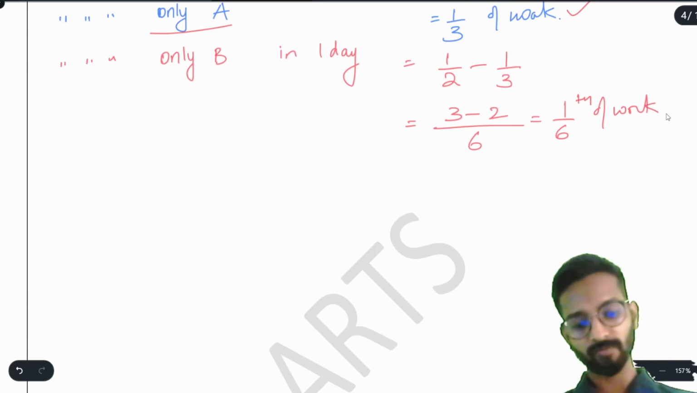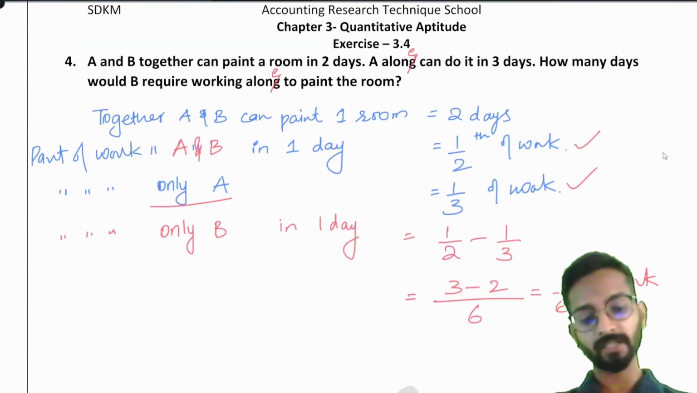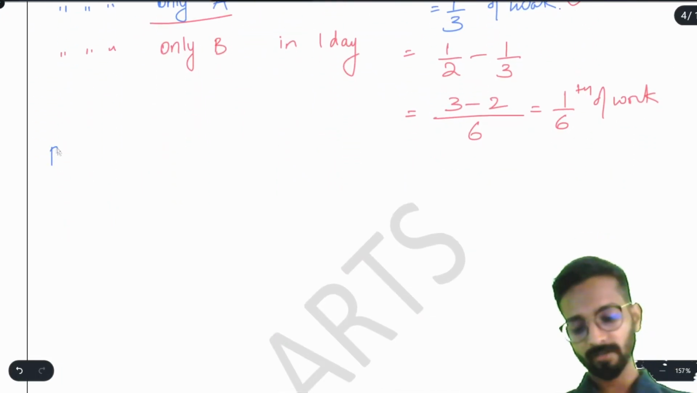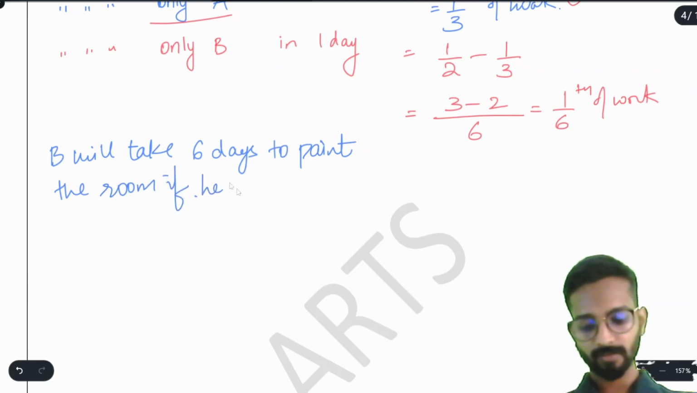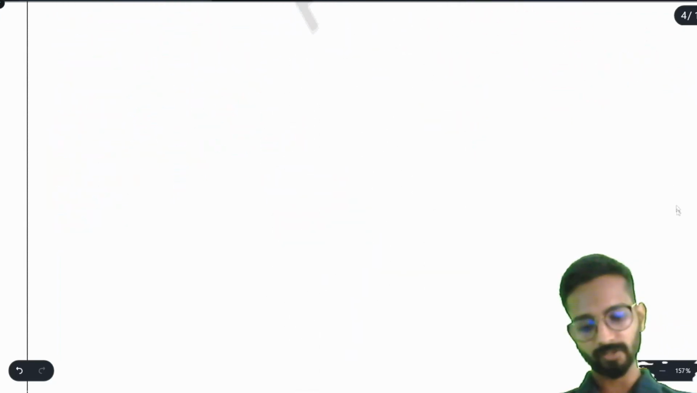But remember, our question was not asking this. Our question is asking how many days would B require if working alone to paint the room. So you have to just do the reciprocal. So you will write here, B will take 6 days to paint the room if he is working alone. Very simple. Now, moving further to the next question.